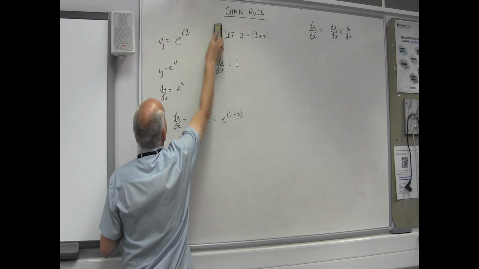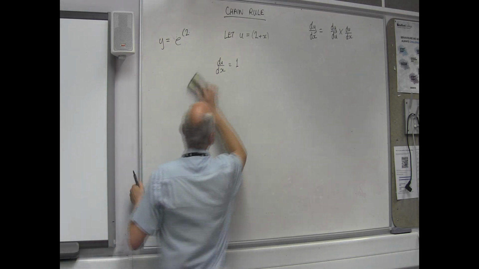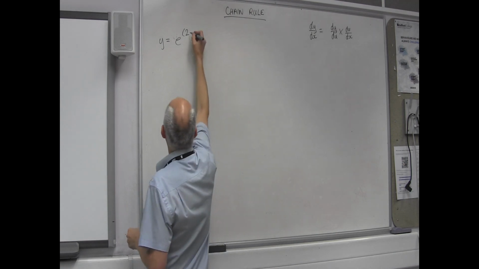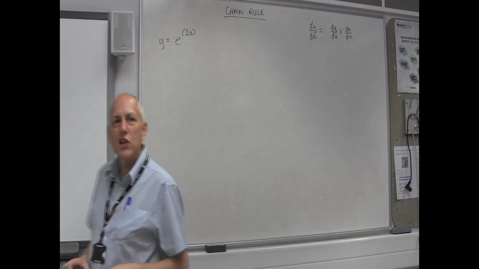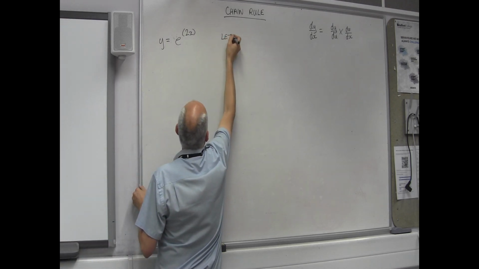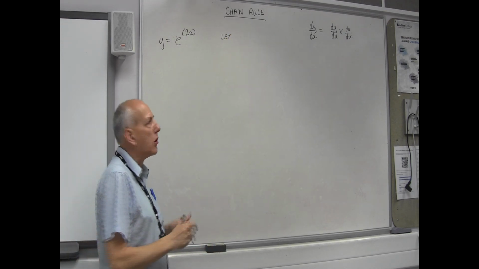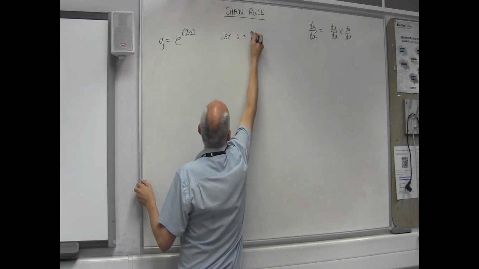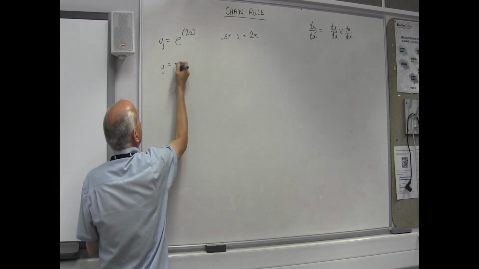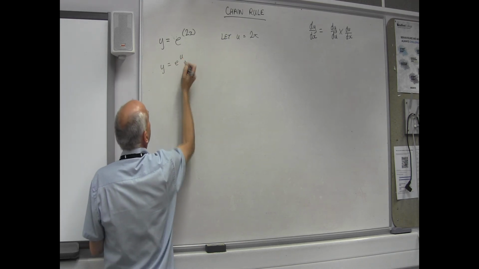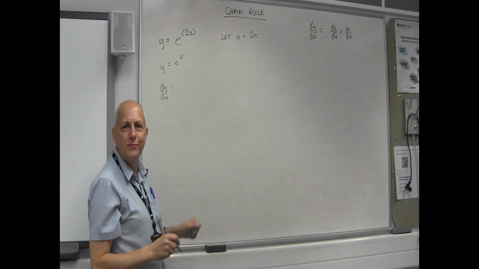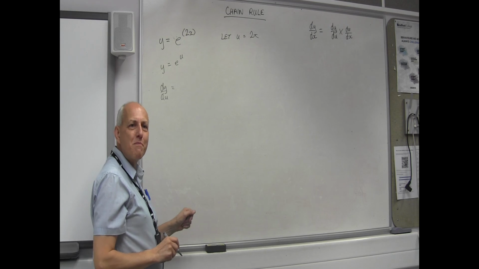Let's do e to the 2x. You know the answer to that one. Let's prove it very quickly. What's u equal? 2x. That means that y now equals e to the u. So dy du equals what? e to the u. Is that right, Hassan? Is that right?